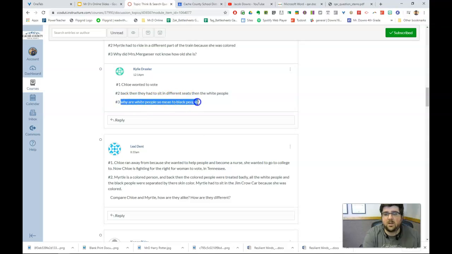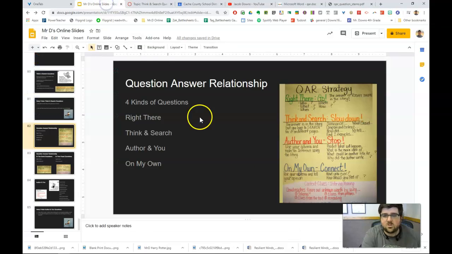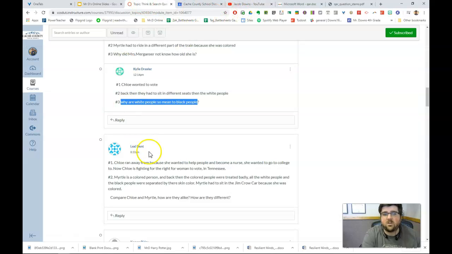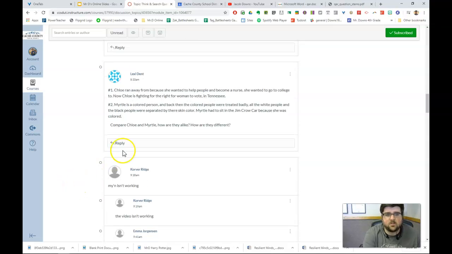Kylie is asking a great question, and this could be a think and search one because there are different details found in the book. But that's also the one that we'll get to tomorrow, which is On My Own Connect, where there's not really an answer in the text. We kind of have to know the larger world issues that are going on to understand why black people were discriminated against in the 1920s and before that. So that's a really, really important question to ask, Kylie.